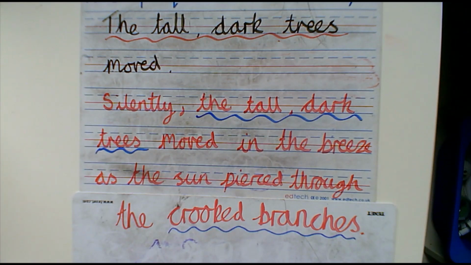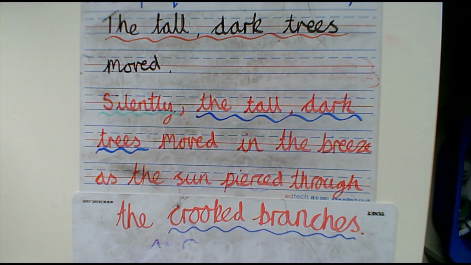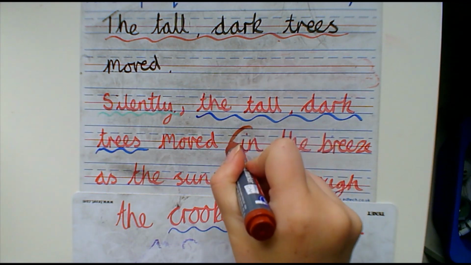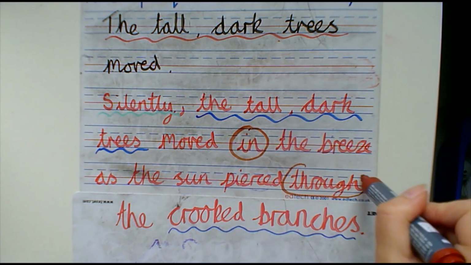Crooked is an adjective, so we've used that to add more detail about the branches. I've also added an adverb at the front, so it's a fronted adverbial with a comma. And then I've got 2 prepositions, in and through.